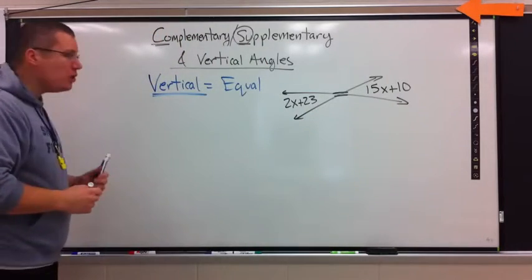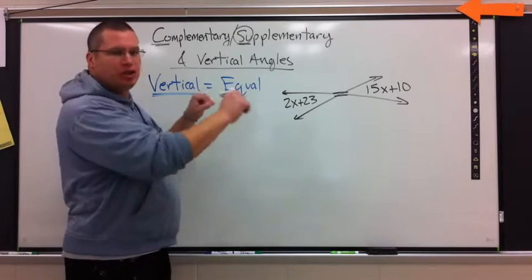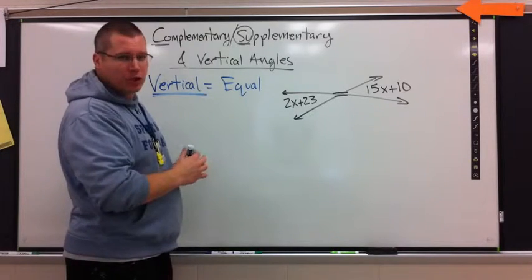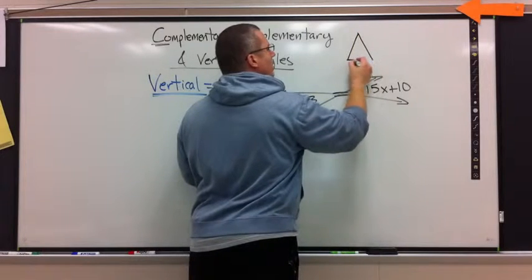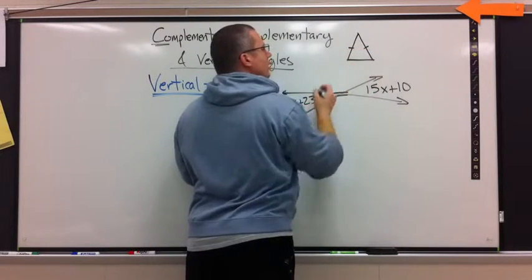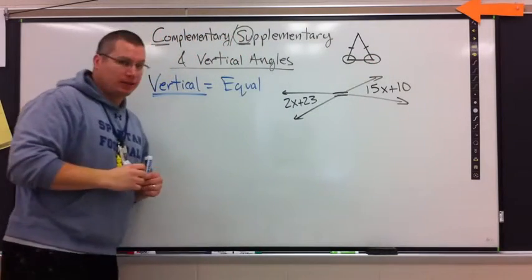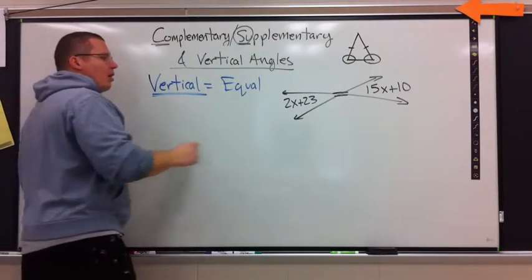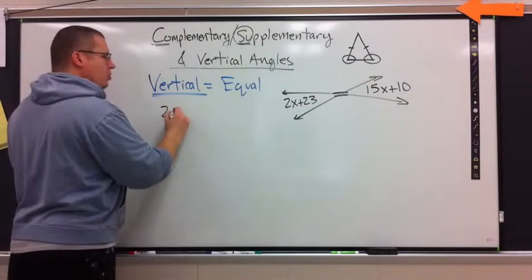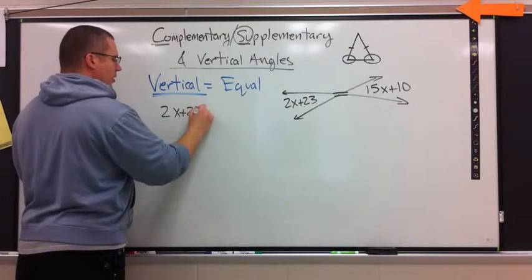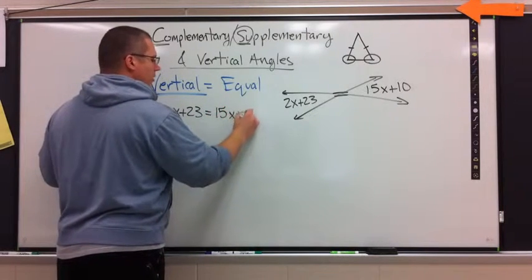That way I know this side is equal to that side. Which, by the way, when you think about triangles, which type of triangle set 2 angles equal to each other? Do you remember? They look like this, where the 2 opposite angles were equal. That's right, it's isosceles. Okay, so this is equal to that. Let's write it. 2x plus 23 equals 15x plus 10.